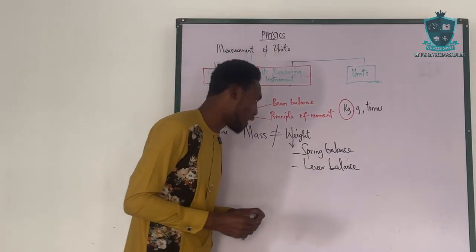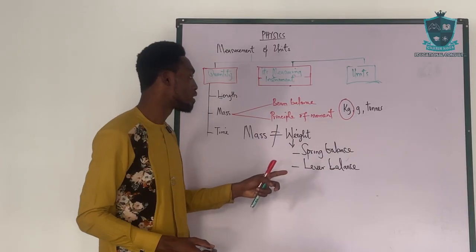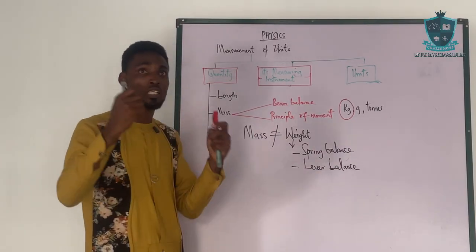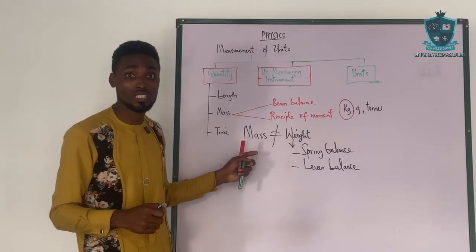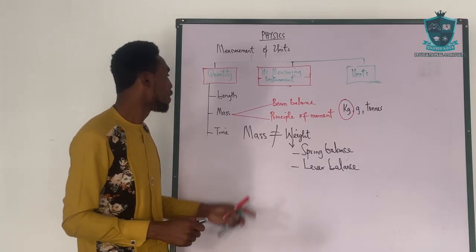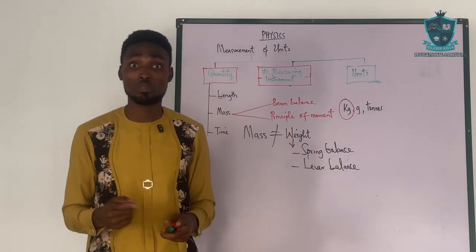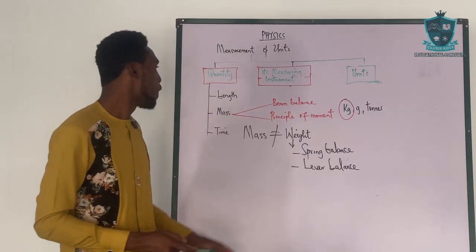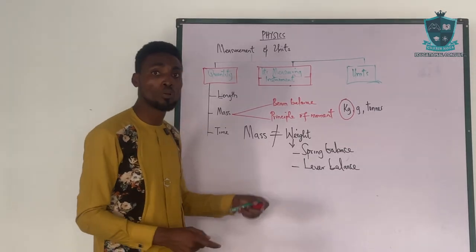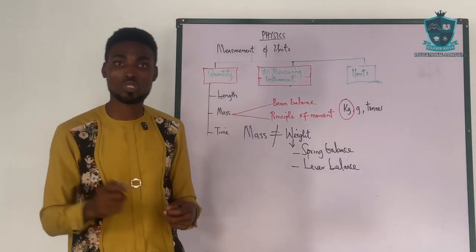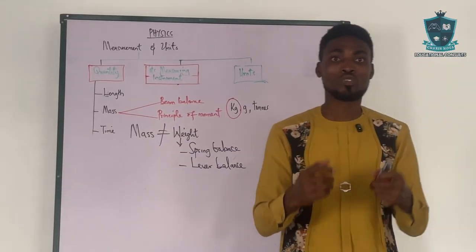So note that mass is not equal to weight. Weight puts the Earth's gravitational pull in view, whereas mass is not concerned about that. So the mass of a body on Earth is equal to the mass of the body on the moon. But the weight of a body on Earth is different from the weight of a body on the moon. Reason: the gravitational pull upon the Earth is higher than that of the moon. That's why on the moon, people talk about weightlessness. I just thought to give you that understanding.